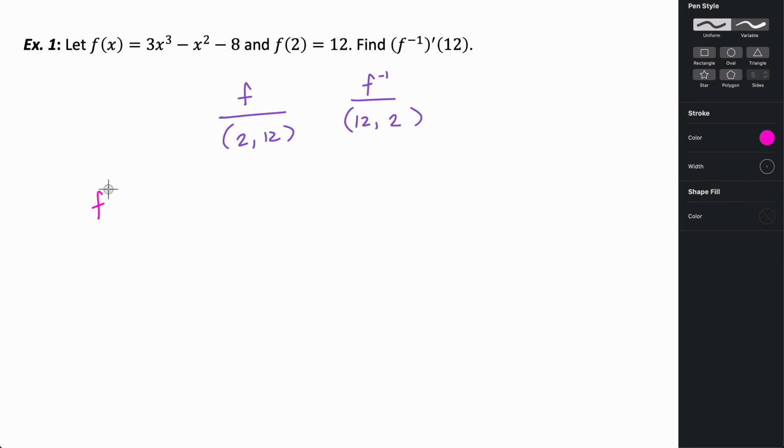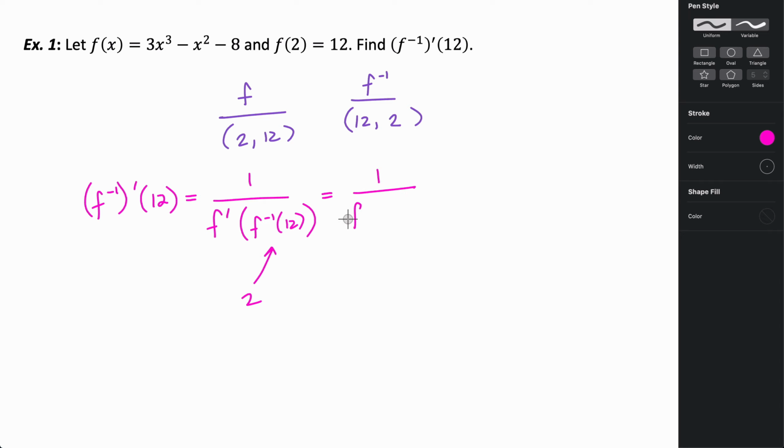It says if I want to find f inverse prime at 12, so the derivative of our inverse at 12, that's going to be equal to 1 over our original function's derivative at the output. And the output is just f inverse of 12. Now remember, this is just 2. It's the original input on our original function. So this is 1 over the derivative of our original function at 2.